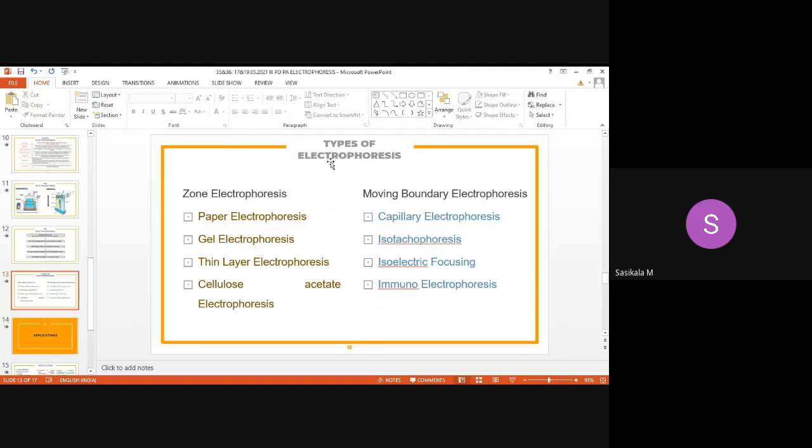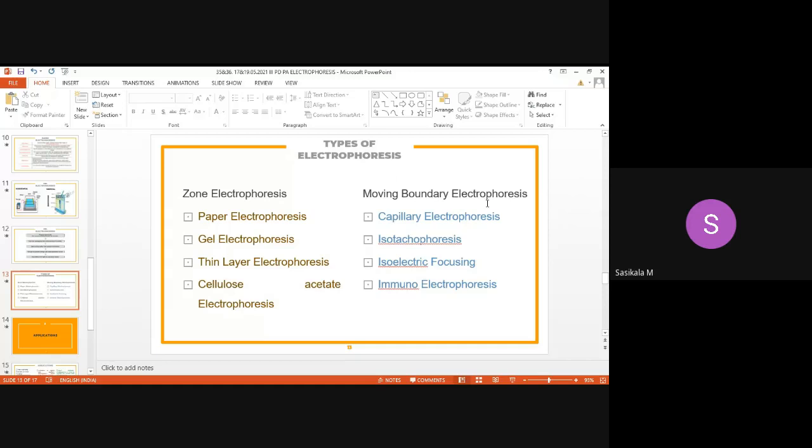Coming to types of electrophoresis, it is of two categories: zone electrophoresis and moving boundary electrophoresis. Zone electrophoresis comprises 4 techniques: paper, gel, thin layer electrophoresis, and cellulose acetate electrophoresis. Here we have discussed paper and gel electrophoresis, which are commonly used electrochromatographic techniques, whereas other techniques are thin layer and cellulose acetate electrophoresis.